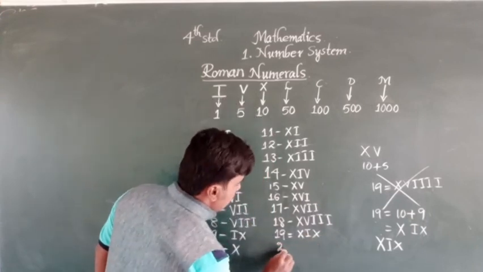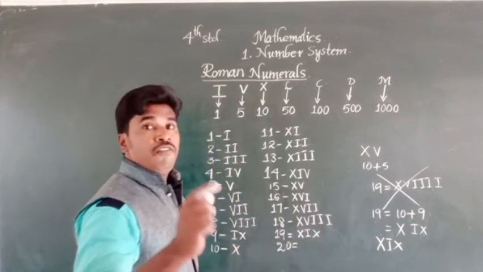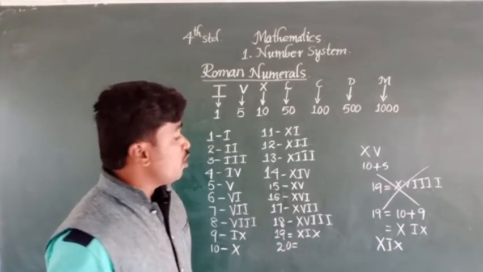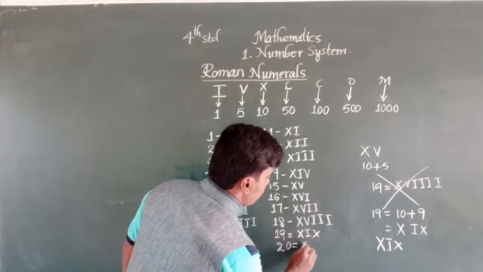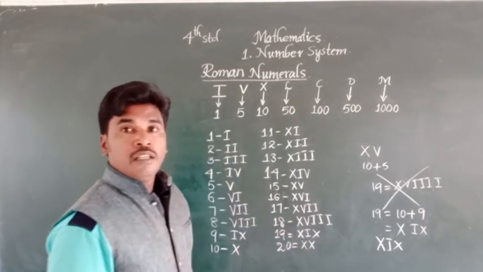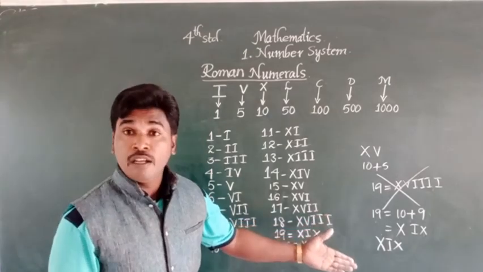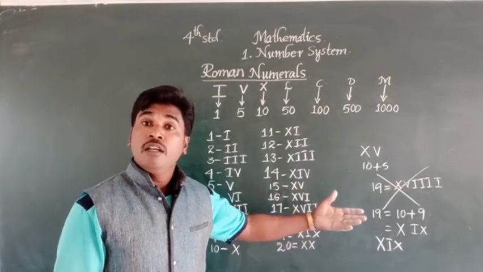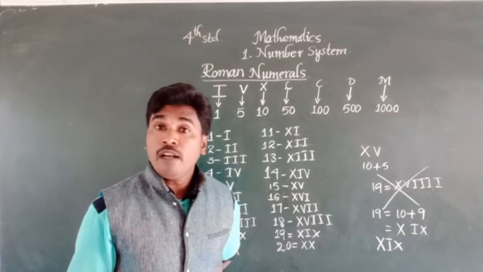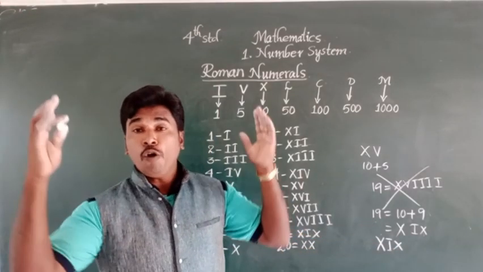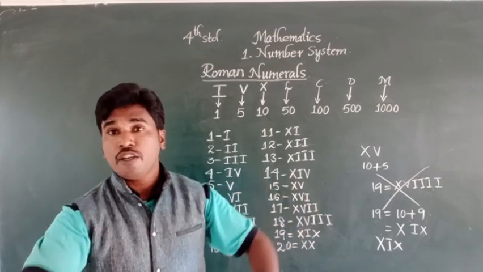And 20, it is, if you are repeating X 2 times, it is 20. Dear students, can you write it up to 50 or up to 100? The Roman numerals, you can write it. Anyone can write it. If you are following the rules, you can easily write it.